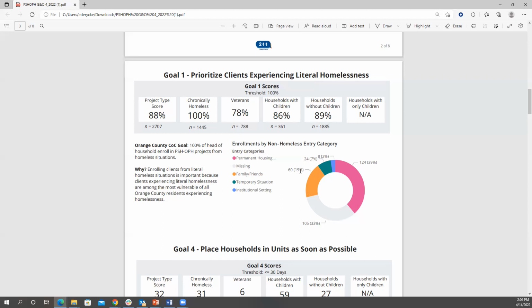The third most common was family or friends. So the client was staying with family or friends before they entered their project. And then temporary situations like a hotel paid for by the client. And then institutional settings like a hospital or a jail.